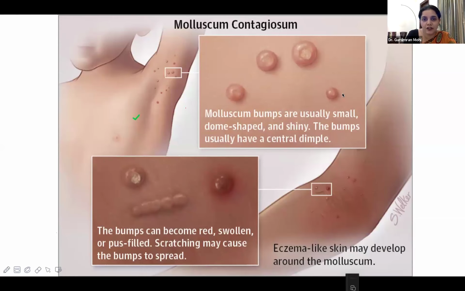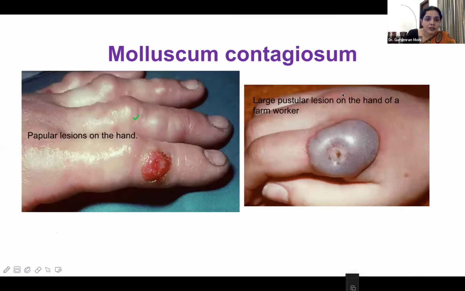They can have a secondary infection. They can occur on the hand, in papular regions on the hand. They can also progress into large pustular regions.